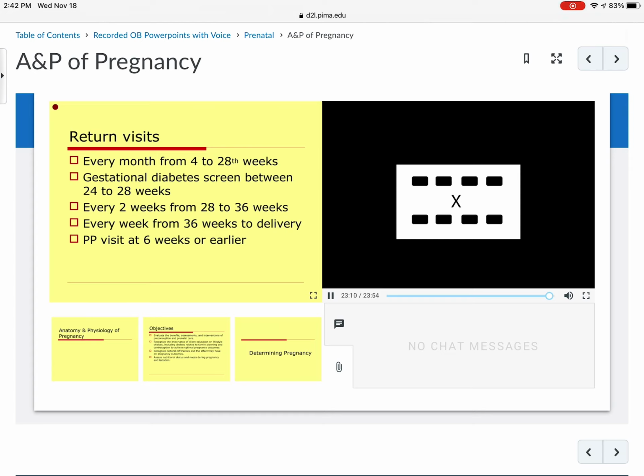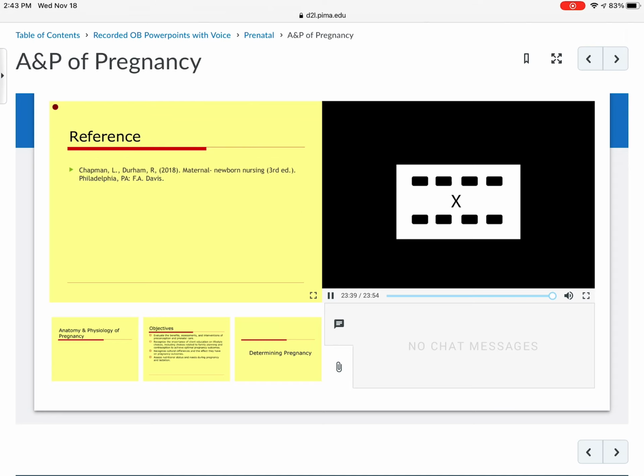Usually they visit every month from 4 to 28 weeks. The gestational diabetes screen is somewhere between 24 to 28 weeks. And then from 28 to 36 weeks, they go every 2 weeks, and then every week from 36 weeks to delivery. And that would be on a normal patient. If they're high risk, they may go more often. And then the postpartum visit at 6 weeks or earlier. There's a lot of visits involved in being pregnant for prenatal care.